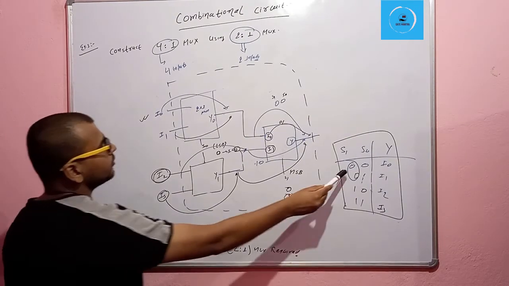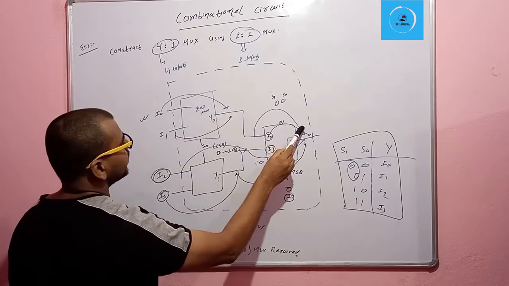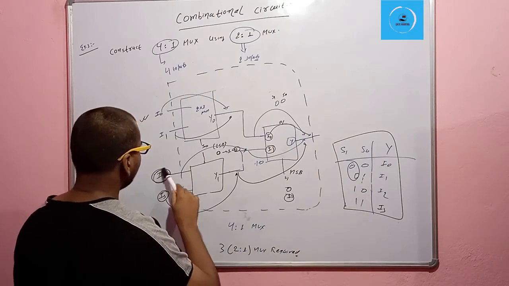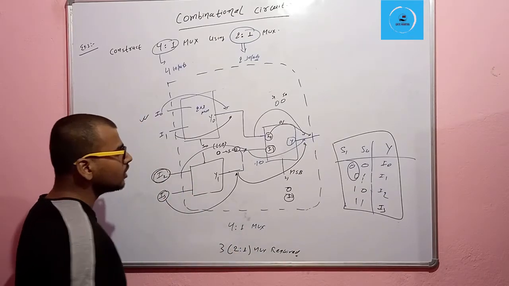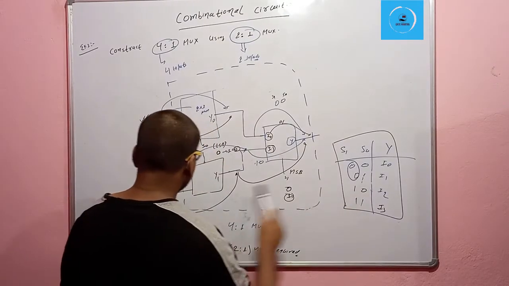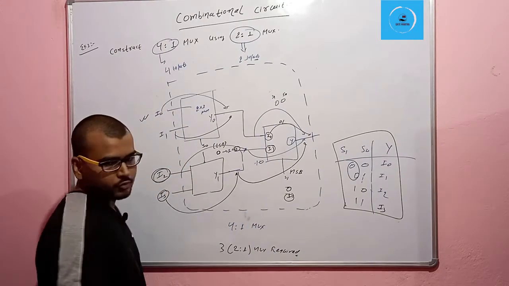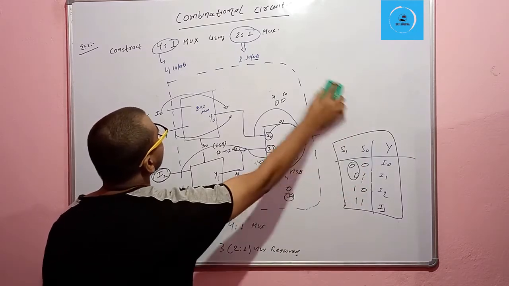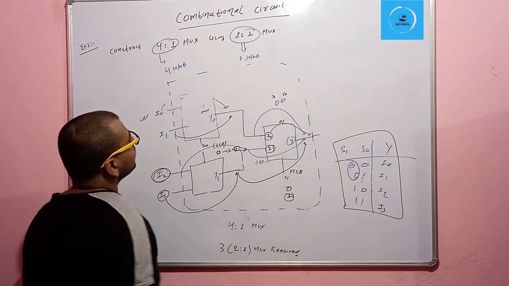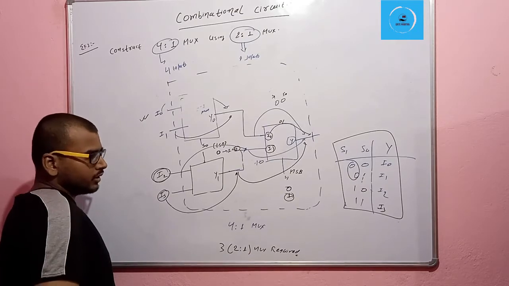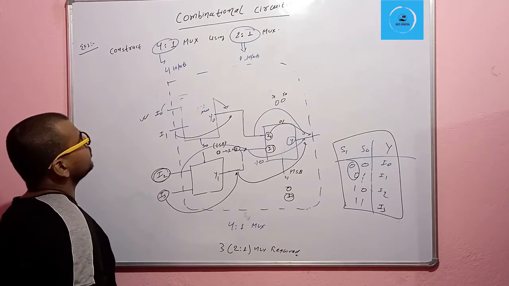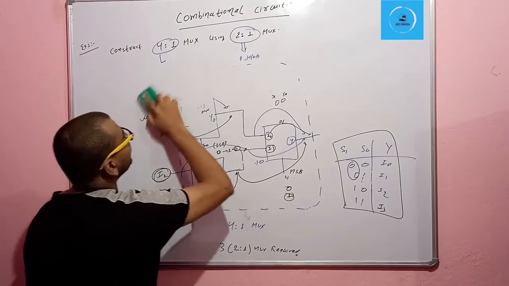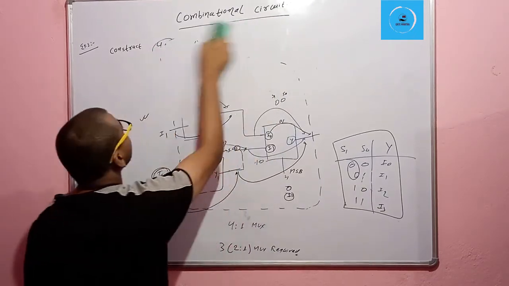So for 0, 0, I0 will be present at the output. For 0, 1, I1 will be present at the output. For 1, 0, I2 will be present at the output. And for 1, 1, I3 will be present at the output, right? If you are feeling any confusion, then please stop the video, or replay the video, for better understanding.